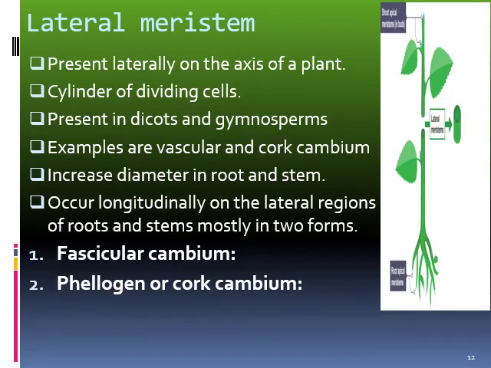So the next type we have is lateral meristem. Actually these are cylinders of dividing cells present in the vascular and the cork tissues of the plant. Lateral meristem are present in dicots and gymnosperms, and vascular and cork cambium are the examples of lateral meristem. They play an important role in the increase in diameter of stem and root, so they are involved in the secondary growth. These lateral meristem are longitudinally arranged in root and stem, and mostly in two forms. One is fascicular cambium, the second one is phloem or cork cambium.